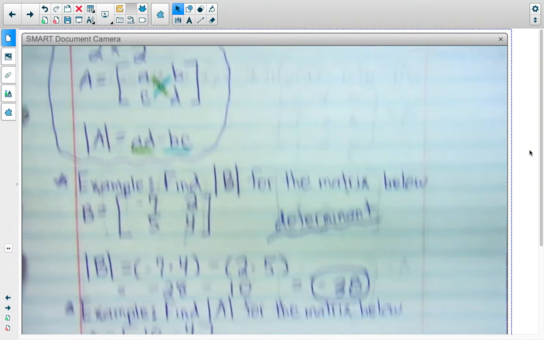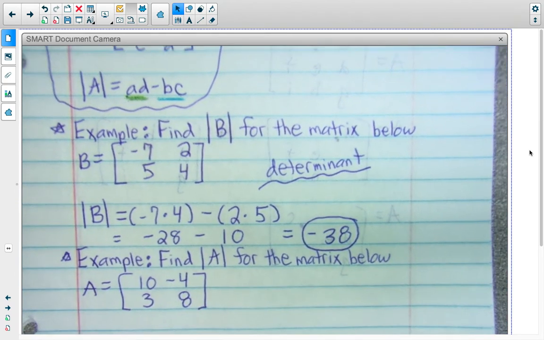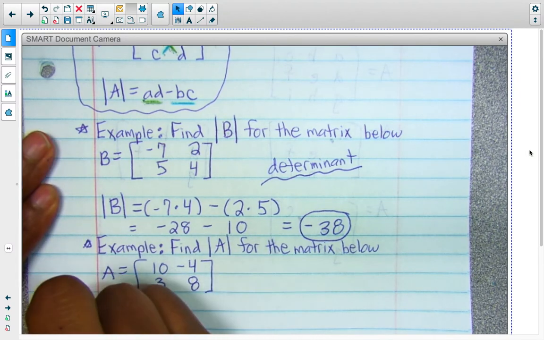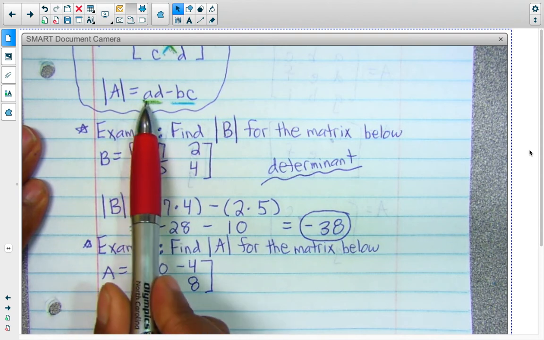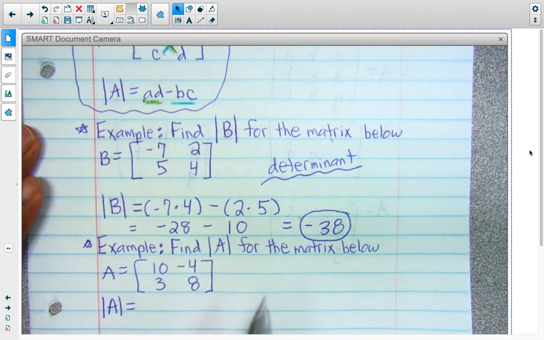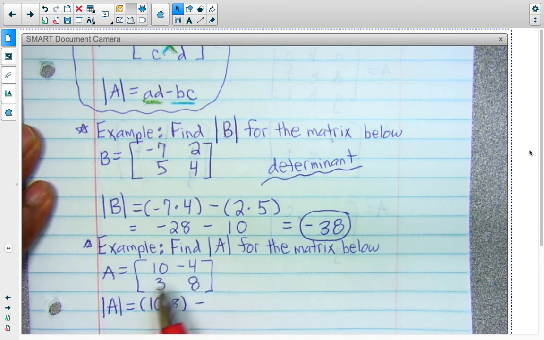Let's definitely try another one. So this time I want to find the determinant for matrix A. Matrix A is 10, -4, 3, and 8. So I'm still going to follow my formula up here, A, D minus B, C. So I'm going to do 10 times 8, and we're going to subtract out -4 times 3.